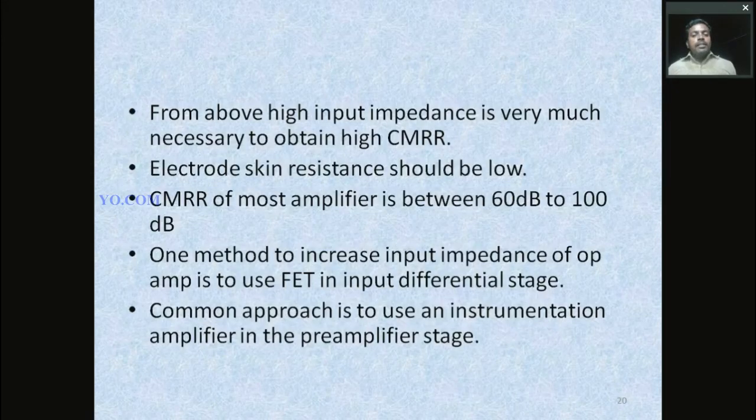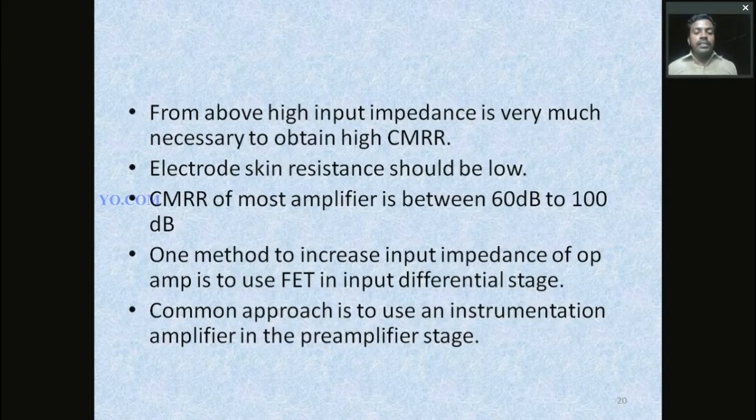This is the concept, so we are mainly increasing the input impedance every time. Okay, so if we increase the input impedance, that will increase the CMRR, then it will reject all unwanted impulses and it will produce very high quality output. Okay, so from the above input impedance matching circuit, the input impedance is very much necessary to obtain higher CMRR.